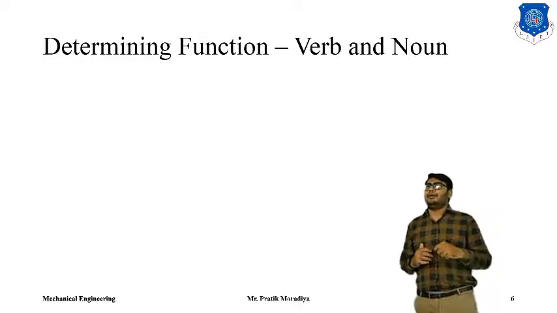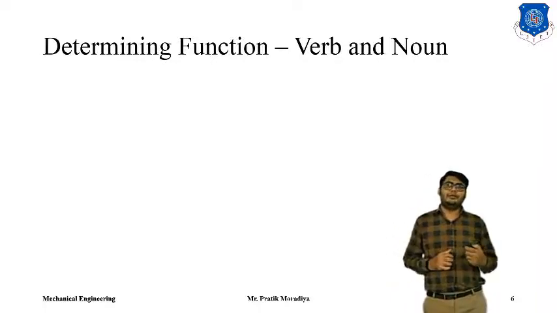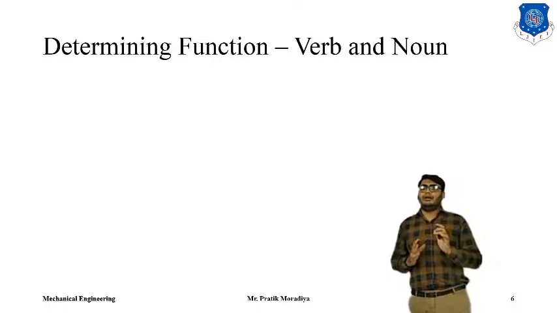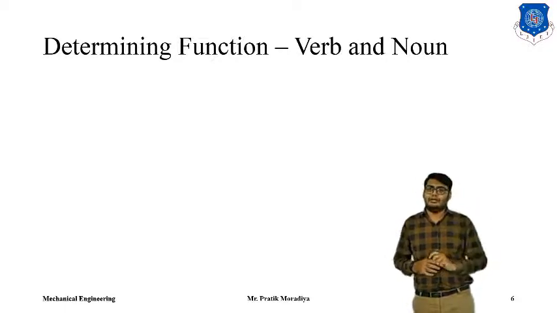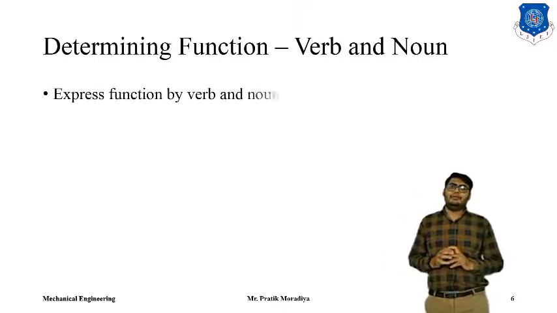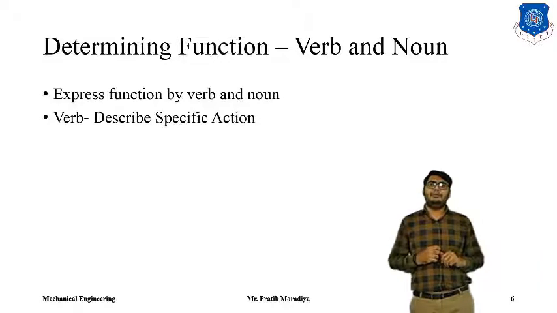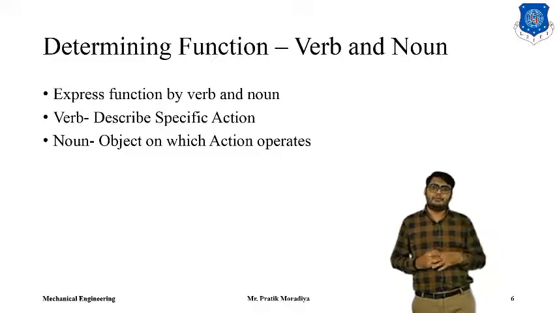Now, how to determine this function? So we use this verb and noun method to determine the function. What we do is we address every function in a verb and a noun manner. For example, a verb is something that describes a specific action, and a noun is the object on which this action operates.